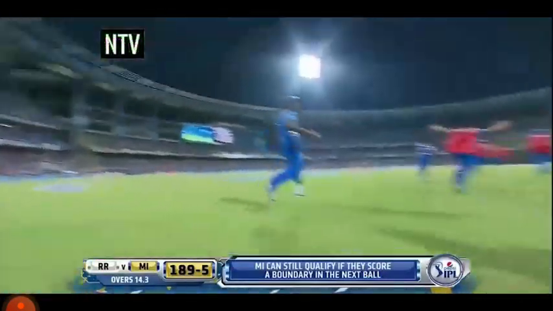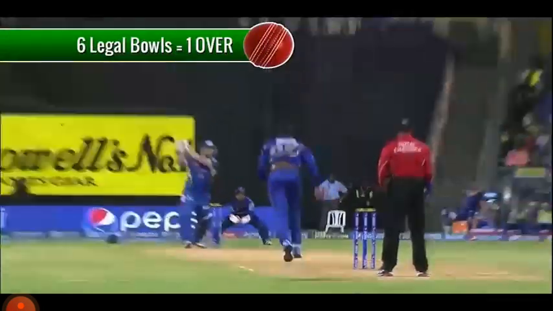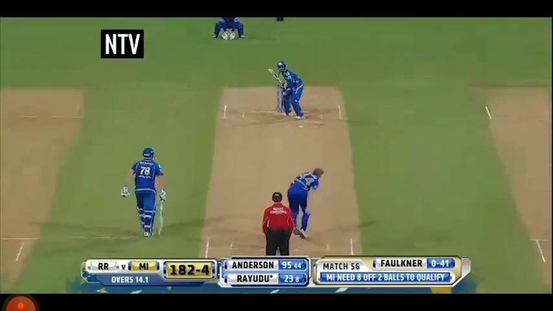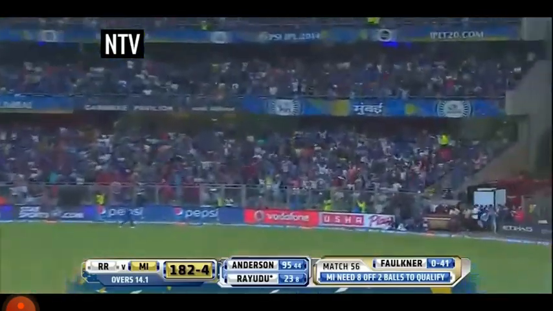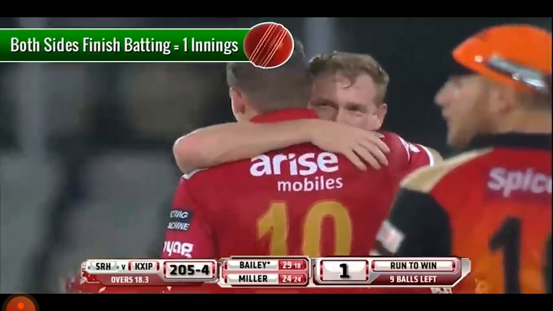That's basically the game in a nutshell, but there are a few other things you'll need to understand. A bowler must deliver 6 legal balls to a batsman. Once 6 legal balls have been played, this is known as an over. Once an over is complete, a new bowler will then try and get the other batsman out by bowling the ball from the other side. Once both teams have finished batting, this is known as an innings.